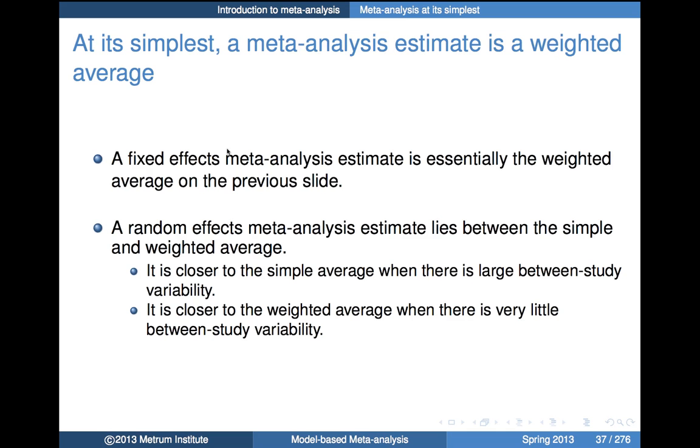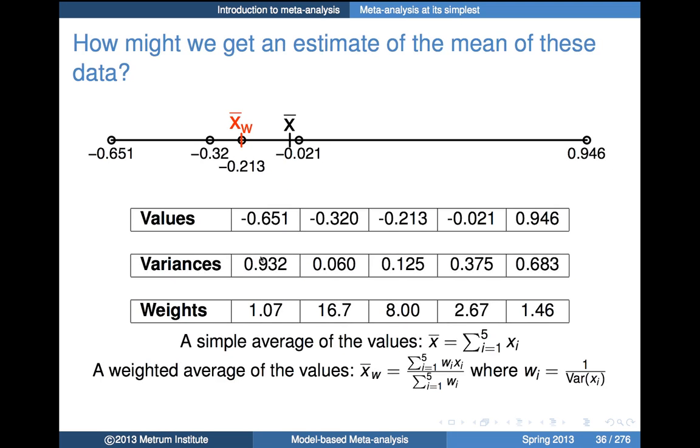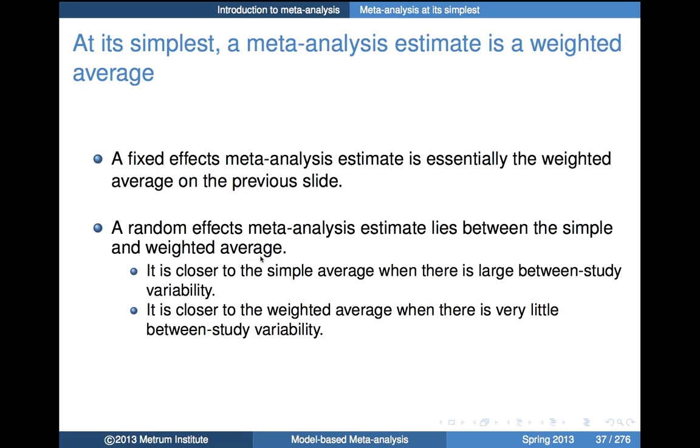The random effects meta-analysis is in fact a weighted average, but it turns out that when there's a lot of between study variability, the weights all become roughly the same. And so with equivalent weights, we essentially get what's equivalent to a simple arithmetic mean. And when there's very little between study variability, the weights become more like things that are proportional to the inverse of the variance. And so it becomes more like that weighted average of that fixed effects estimate.